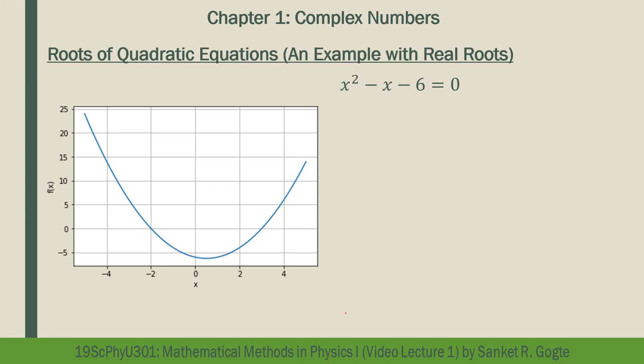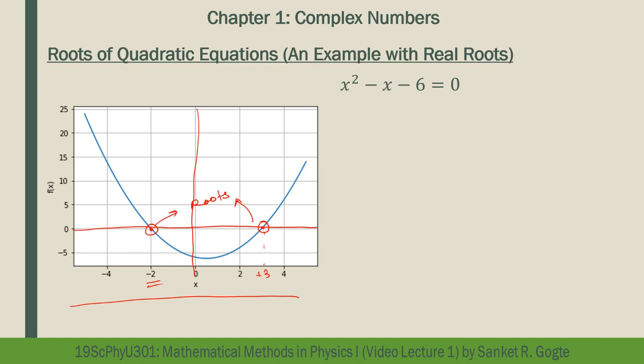This given quadratic equation has real roots. Let's try to figure out. Again, here you can see the graph of the left hand side of the quadratic equation. This is the x-axis, this is the y-axis, and the graph intersects the x-axis at these two points. So these two are the roots of this quadratic equation. This is minus 2 and this is plus 3.